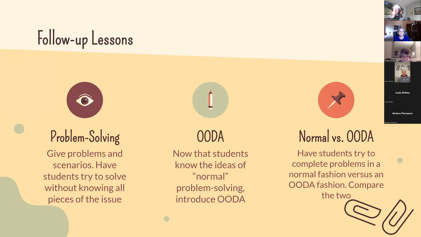Like the problem solving, give problems and scenarios. This would take a lot of planning, but have the students try to solve without knowing all the pieces of the issue. Right. And then seeing how those unknown consequences can happen when not knowing everything. And then teach about OODA. So now that they know about the traditional problem solving and the different types of problems, then I could teach more about the OODA cycle. And then with that, they could do a normal versus OODA and compare the two and try to solve a problem using the different formats. Wow.